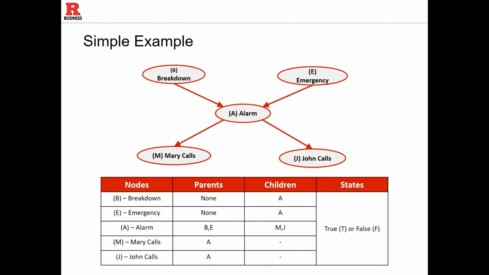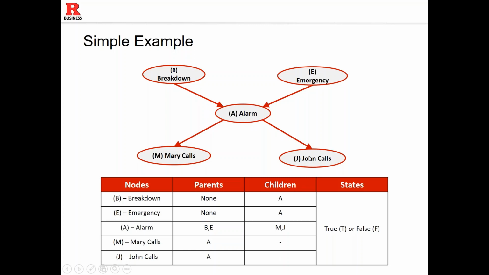Here's a simple example where, let's say, there's a breakdown. You have these nodes here. Each of these nodes is a variable, and each exists in 2 states, true or false. This is a causal representation, or a causal network, where the breakdown and the emergency feed into the alarm. As a result of the alarm, there are 2 outcomes: Mary calls or John calls.